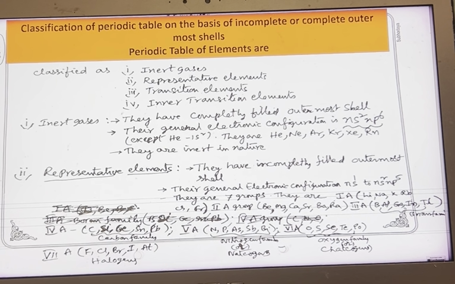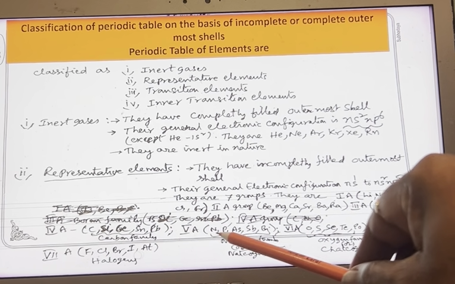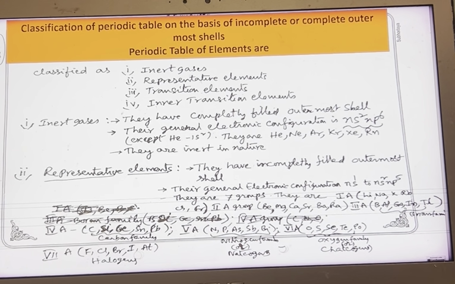So how many groups are there in the representative elements? 7 groups. What are they? First A alkali metals, second A alkaline earth metals, third A boron family, fourth A carbon family, fifth A nitrogen family, sixth A oxygen family, and seventh A halogens come into this category.